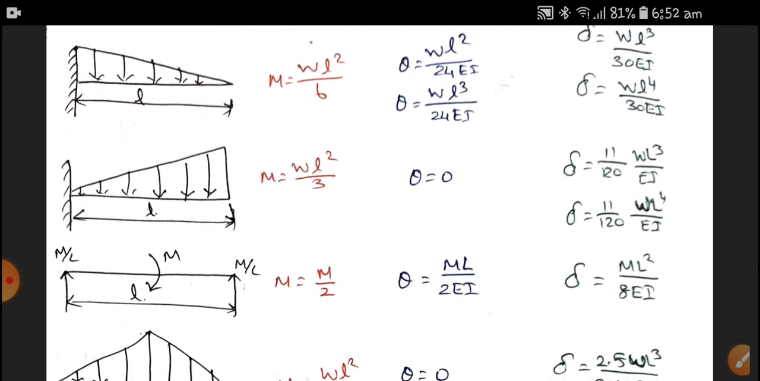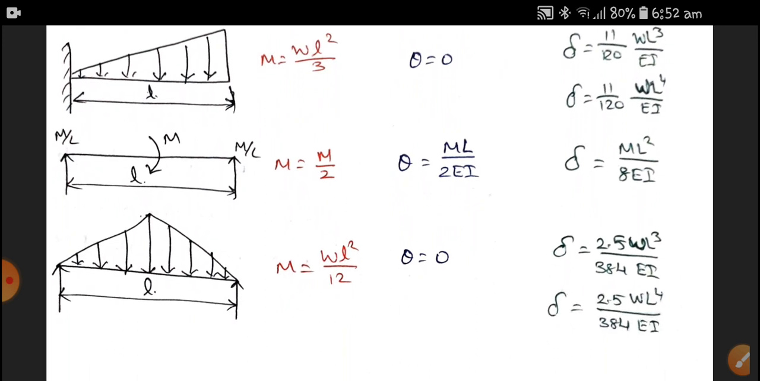If the cantilever beam has zero load at the fixed end and maximum varying load at the free end, the maximum bending moment M is equal to WL square by 3, and theta, the slope, is equal to 0, and the deflection is equal to 11 by 120 WL cube divided by EI. Next, a simply supported beam carrying a moment at the center: the maximum bending moment is equal to M by 2, theta is equal to ML by 2EI, and delta is equal to ML square divided by 8EI.